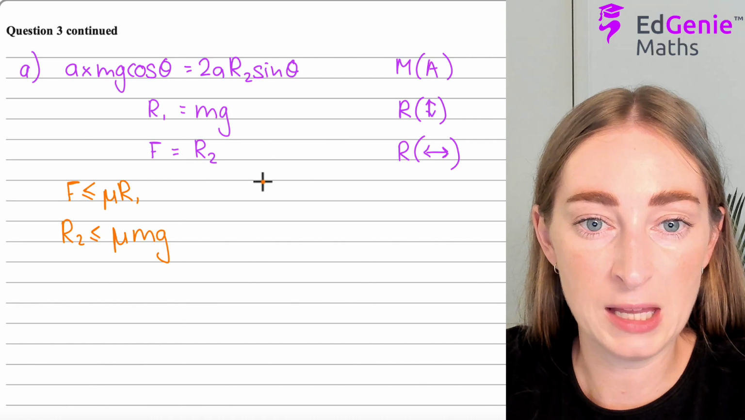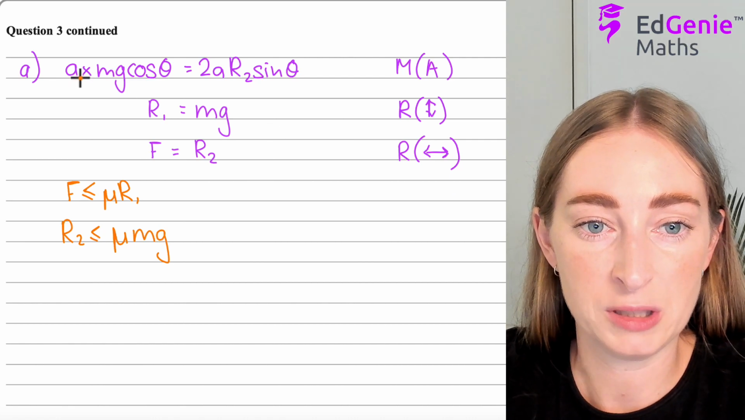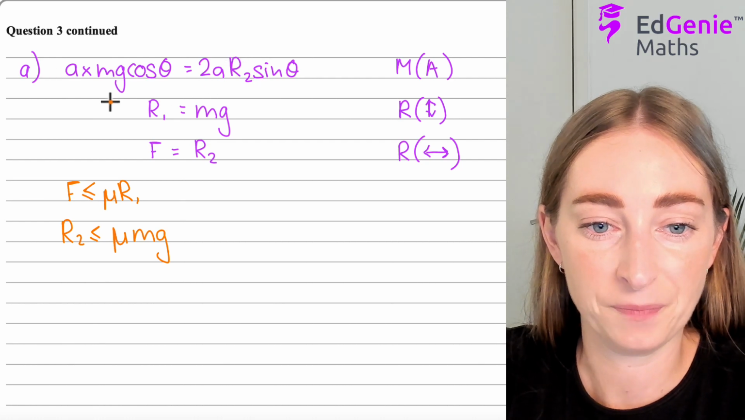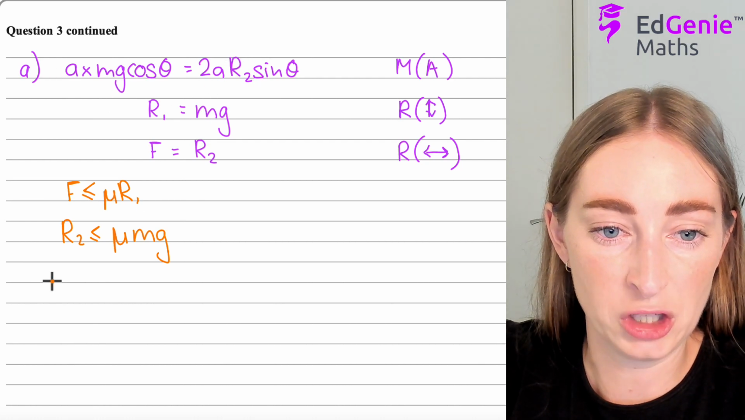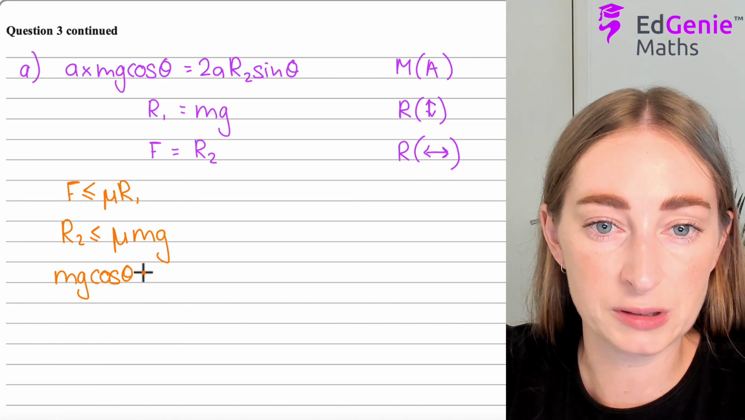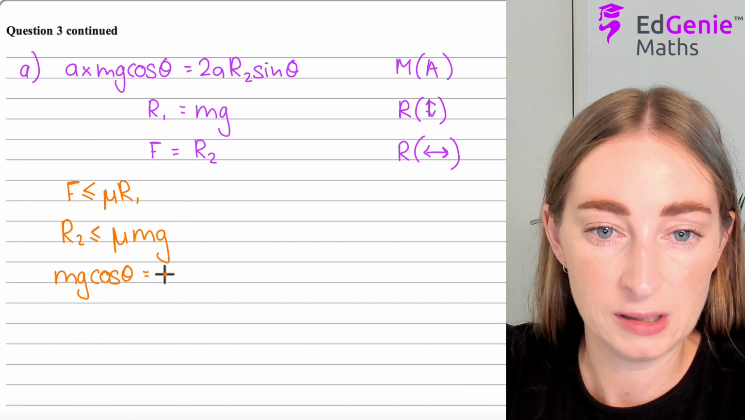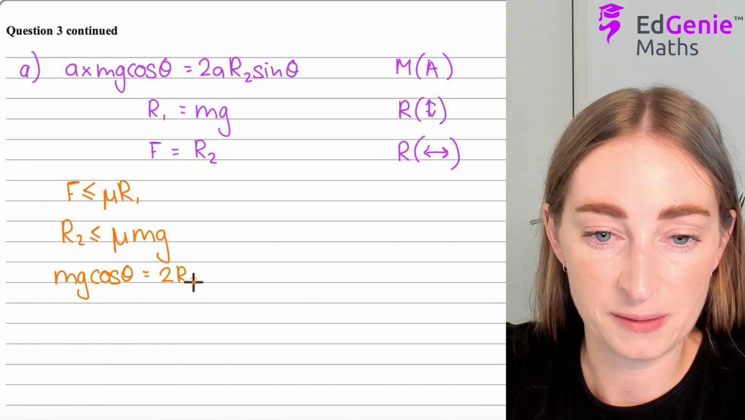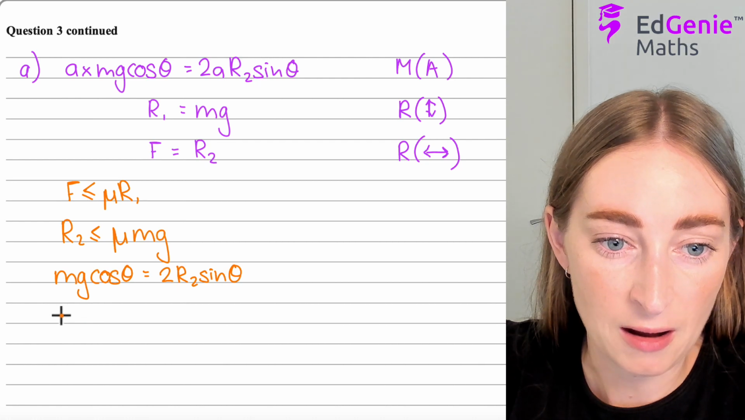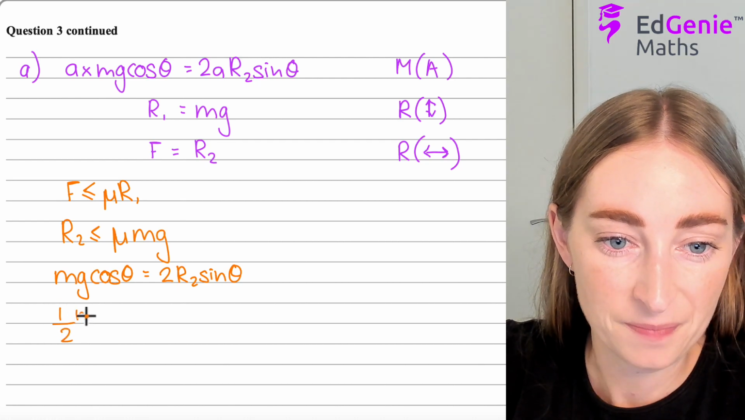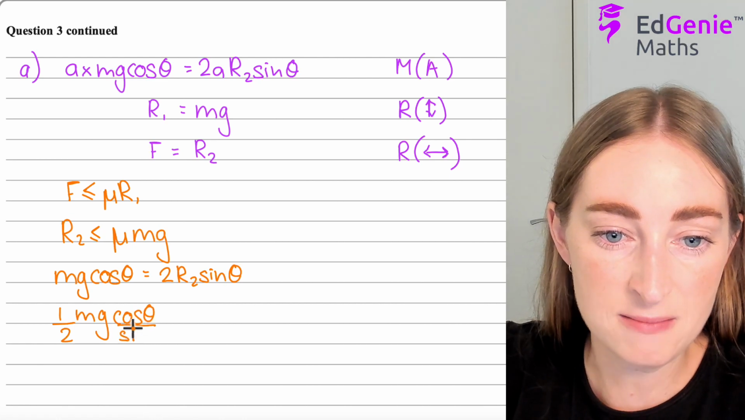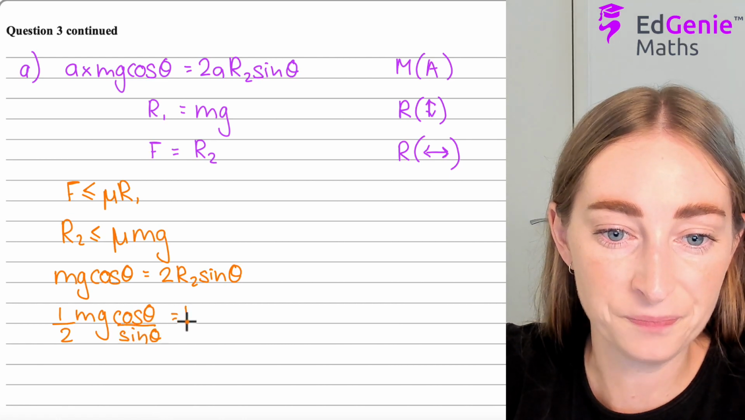So, what should we do? Should we divide everything by a? Yeah. So we're going to have mg cos theta equals 2 R2 sine theta. So let's divide this. This is going to be a half mg cos theta over sine theta, and that's going to equal R2.